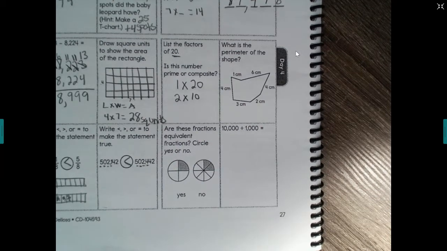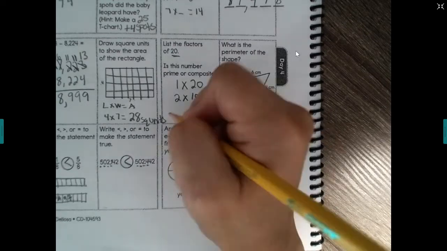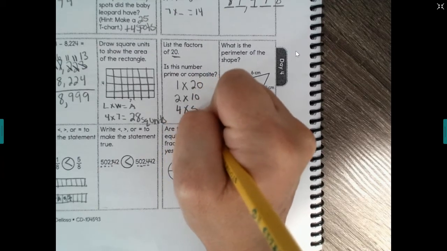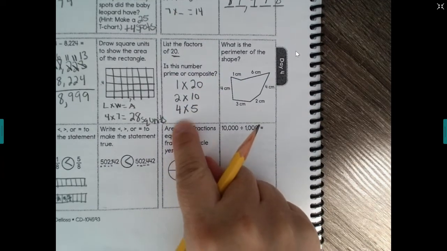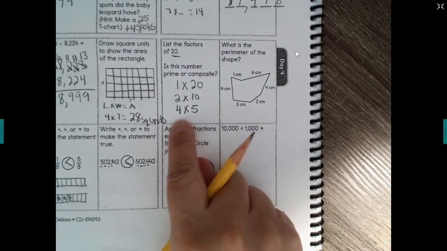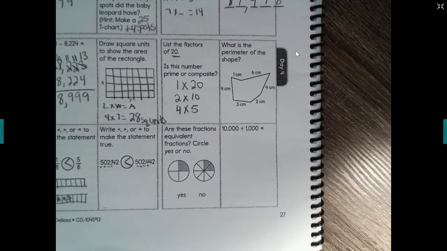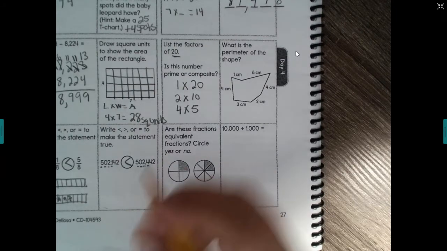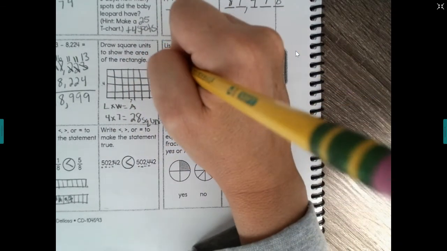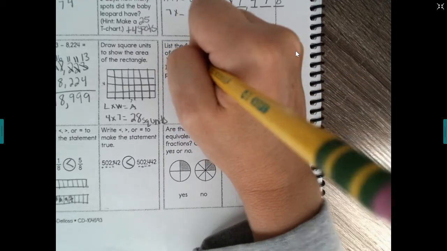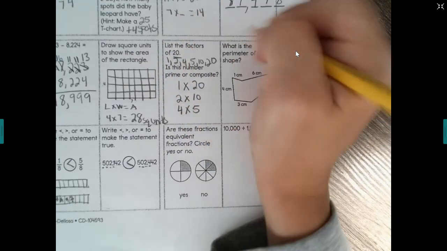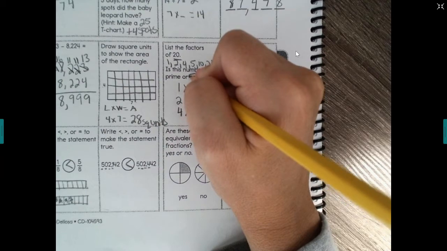Does 3 work? No, there's nothing times 3 that'll give me 20. Does 4 work? Yes. 4 times 5 works. And because I went in order, there are no whole numbers between 4 and 5. I know that I'm finished checking all the factors. So in this case, 20 has 6 factors: 1, 2, 4, 5, 10, and 20. So this number is composite.